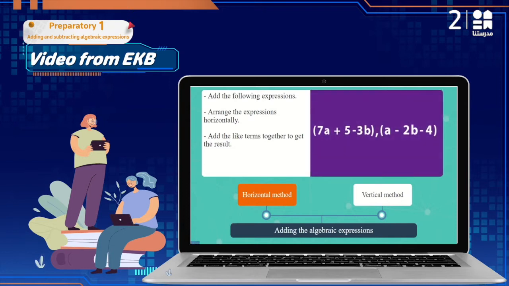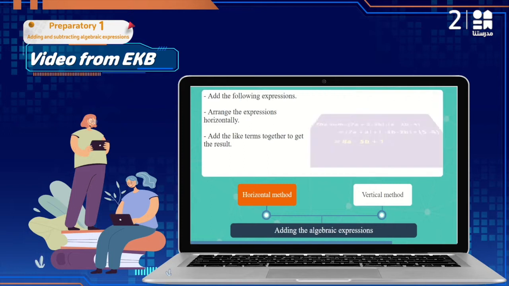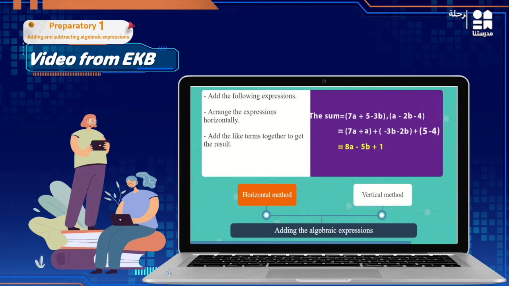We need to add the following two expressions, 7a plus 5 minus 3b, and a minus 2b minus 4. We will use first the horizontal method. To add these expressions using the horizontal method, we need to arrange the terms horizontally first as shown. Then we add the like terms together as you see, and the addition result equals 8a minus 5b plus 1.